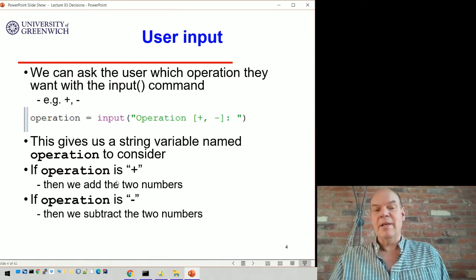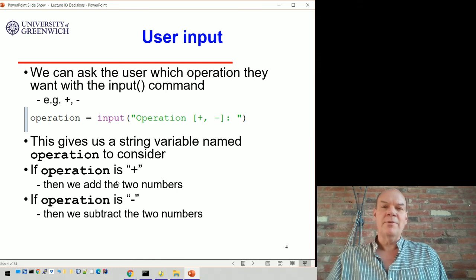And if it's a plus, then we add the two numbers together. If it's a minus, we subtract the two numbers. And so we're going to have to deal with doing different things depending on what the user puts in. And that's what this whole topic is about.